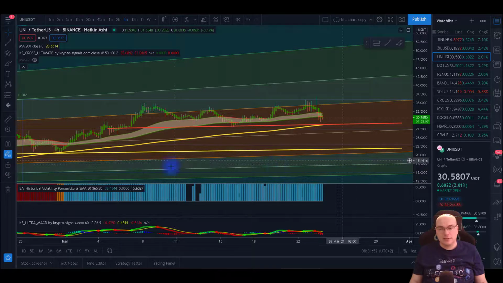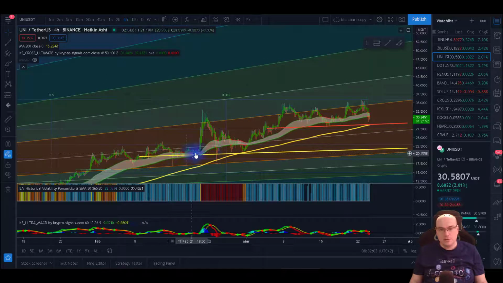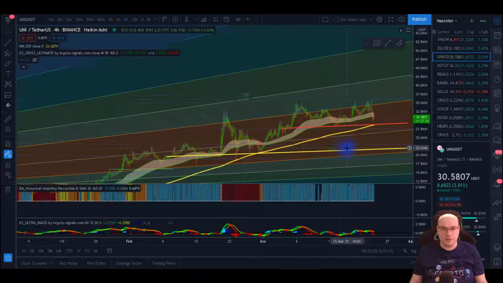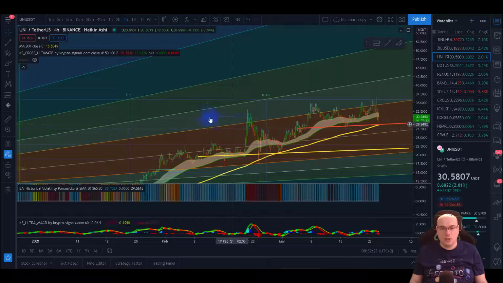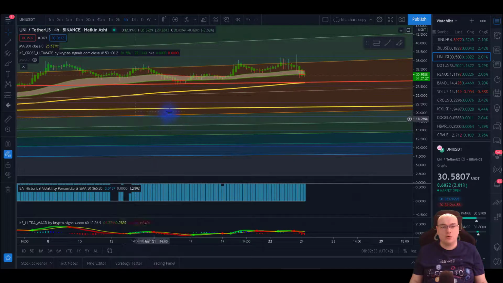The next major support is around $21. So if we break this 200 EMA, we can see lower prices, guys. So the next major support, if we break this 28 to 29 zone, is between $21 and $20, as you can see. So we will see, guys, what will happen with the price of Uni.